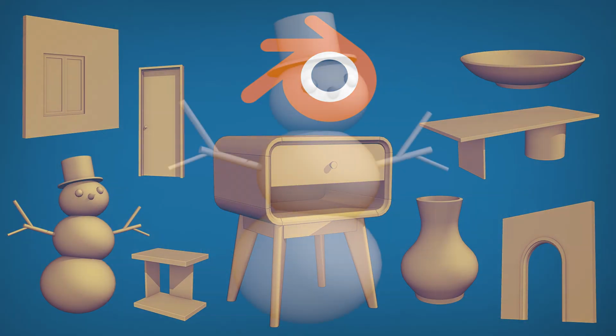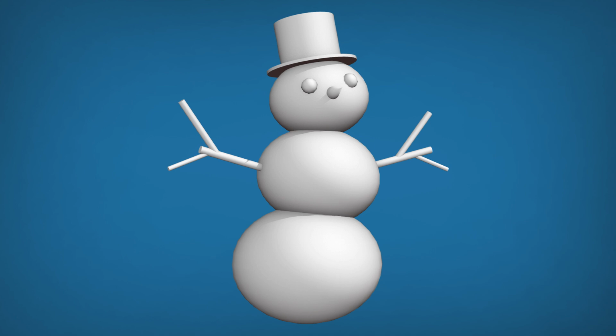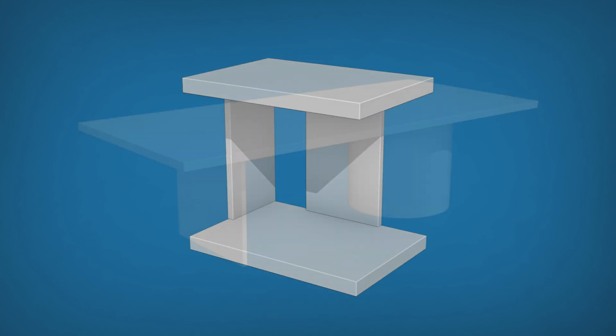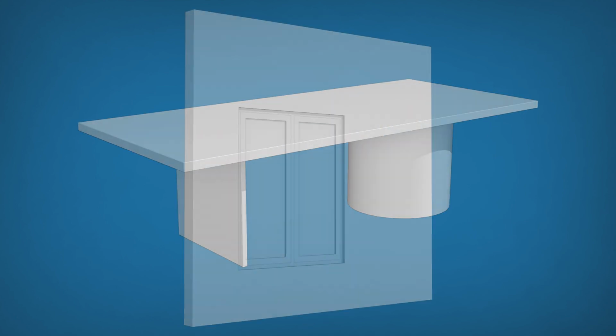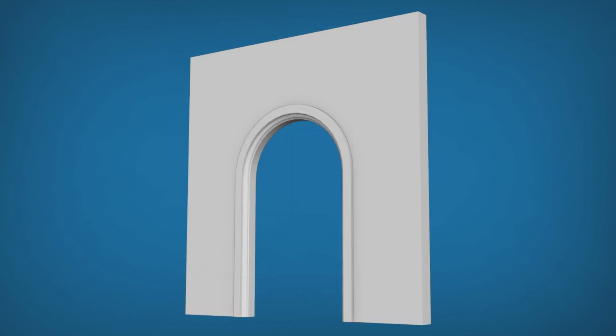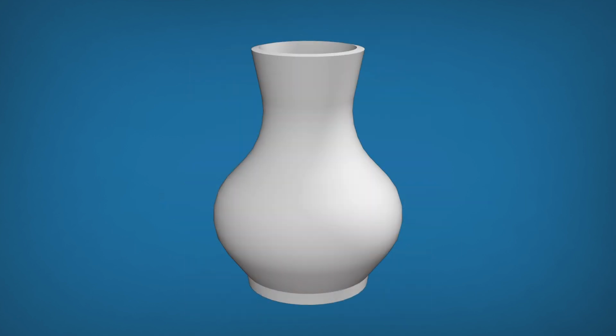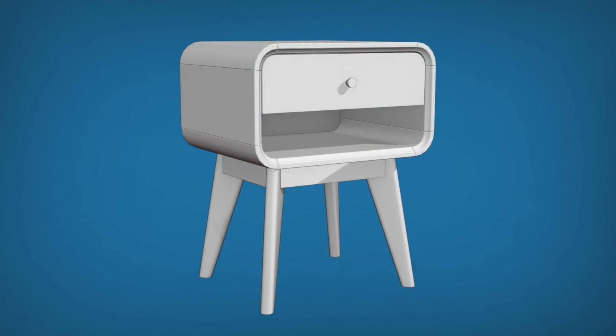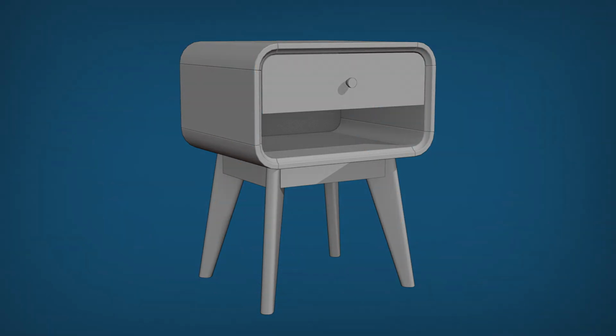In this course, you will model this snowman character, a simple side table, then a dining table, a window, a door with a knob, a classic style arch, a bowl, a vase, and finally, you will model this modern nightstand from a real-world product reference.